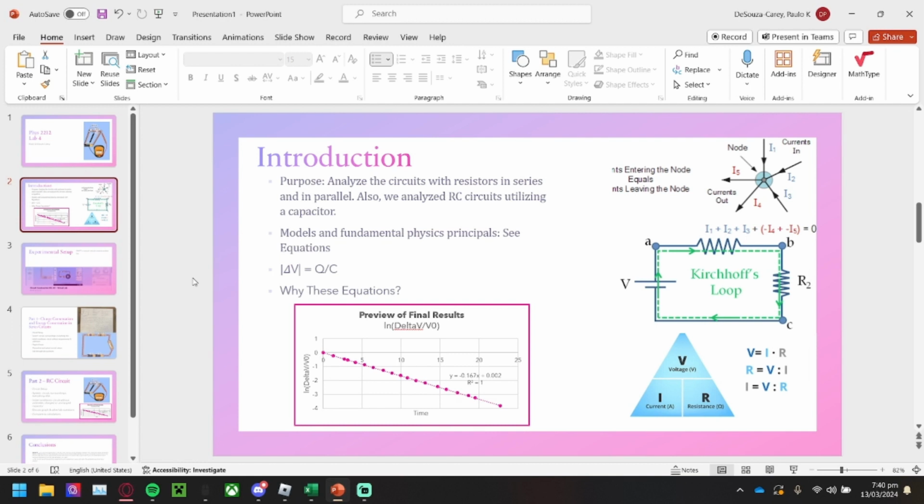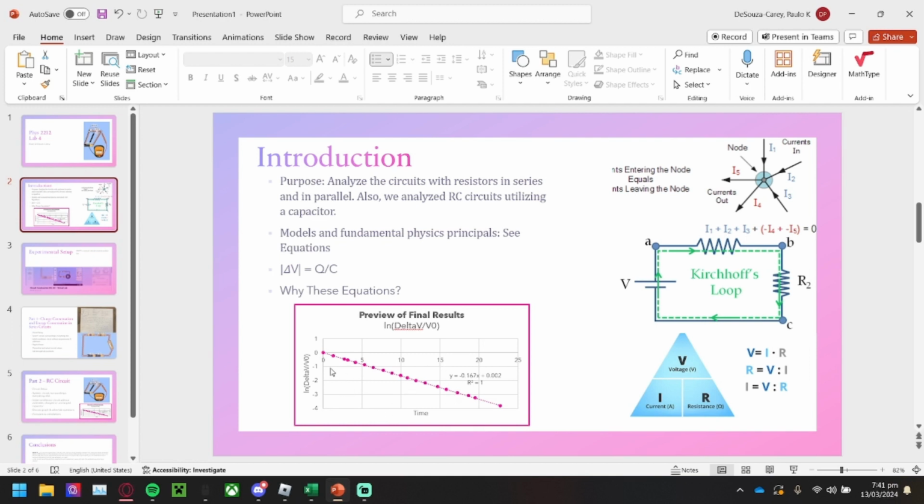Now, some of our relevant models and fundamental physics principles here include the node rule, which states that all the current going into a point must equal the magnitude of all the current coming out of the point. Kirchhoff's loop rule, which states that the change in electric potential around any closed loop in a circuit must be equal to zero, and also Ohm's law, which deeply relates electric potential, resistance, and the current for resistors. Now, here's a little preview of our final results.